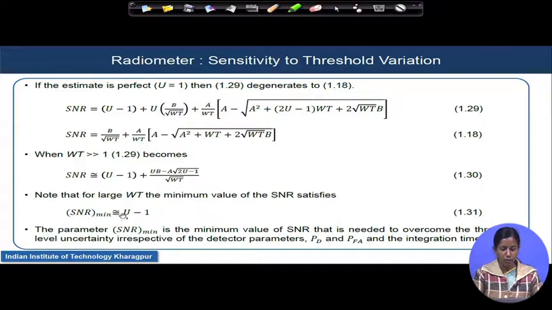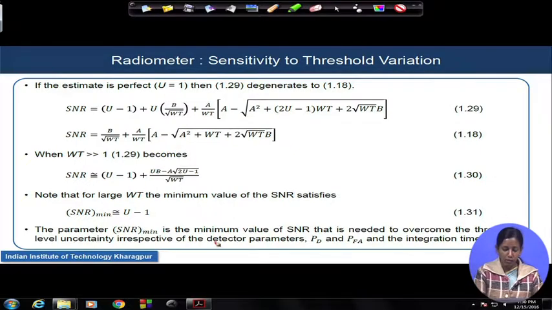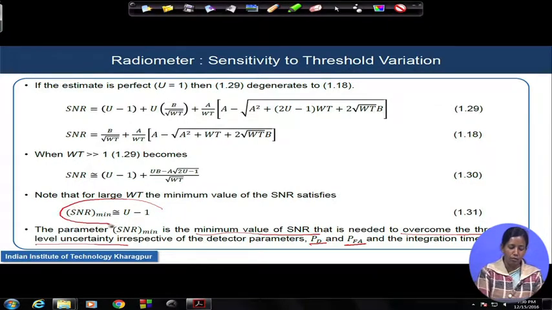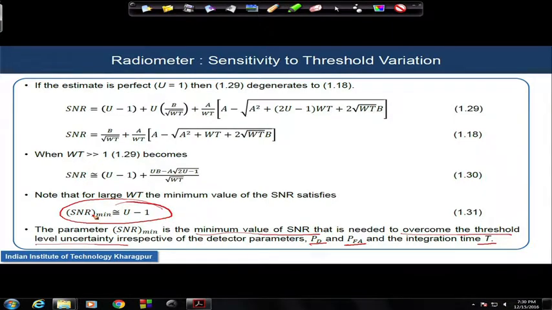So, what we are getting at last is the parameter SNR min. It is the minimum value of the SNR which is needed to overcome the threshold level uncertainty irrespective of the detector parameters. I mean, whatever be the value of PD and PFA and the integration time involved in the detection process, this is the minimum value of the SNR you should ensure, so that the effect of the uncertainty on the threshold selection can be avoided.